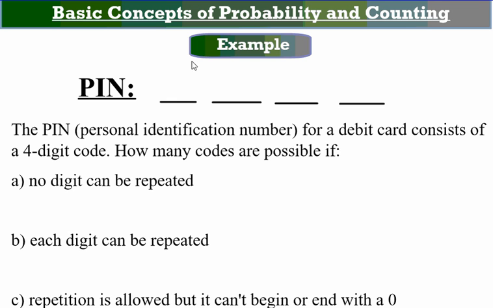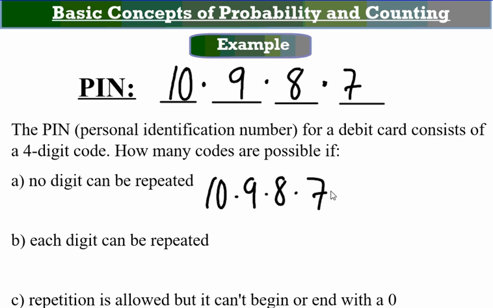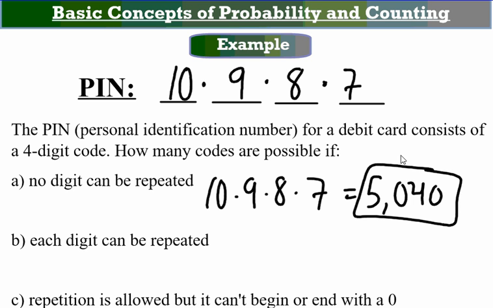So that means for the first place, there are 10 numbers possible. For the second number now, there are only 9 options possible because no digit can repeat. So if the first number was a 3, I can't choose 3, so there's only 9 numbers possible. Then in the third one, there'd be only 8 because I've already used 2, and then the last one, there'd be 7. So 10 times 9 times 8 times 7. If I multiply those out, I'm going to get 5040. So 5,040 different ways to make a PIN if no digit can repeat, if all of the digits have to be unique.